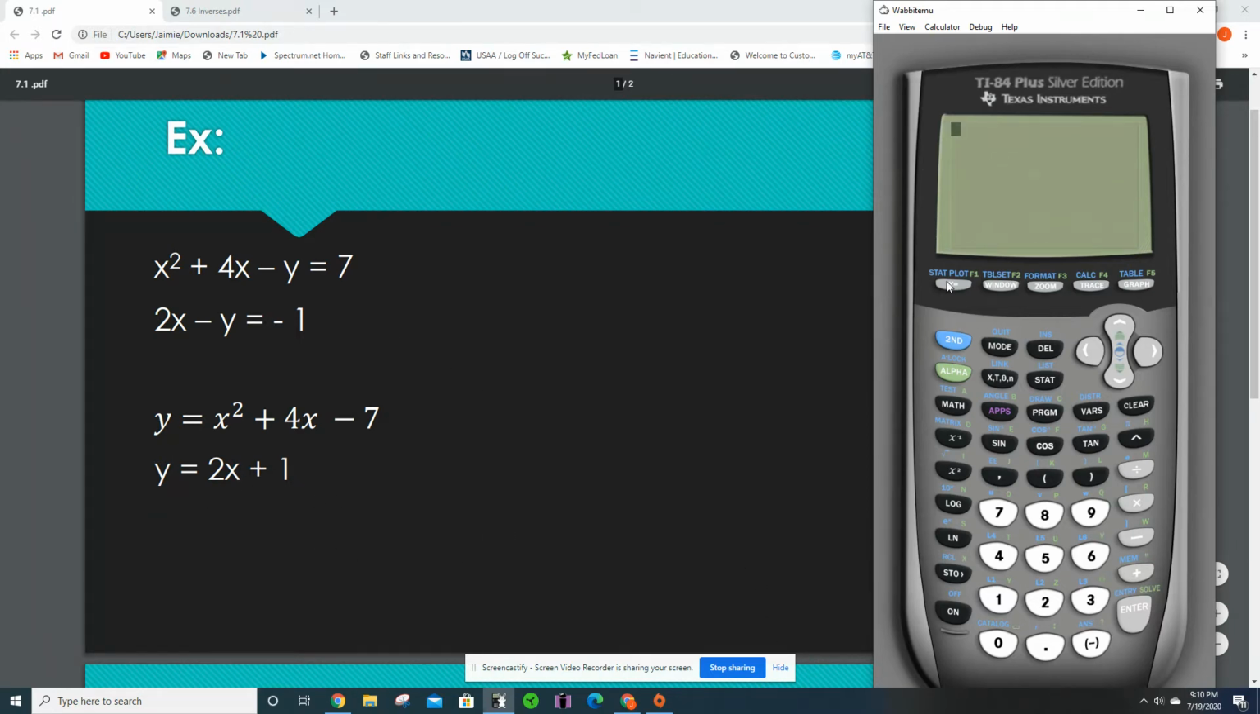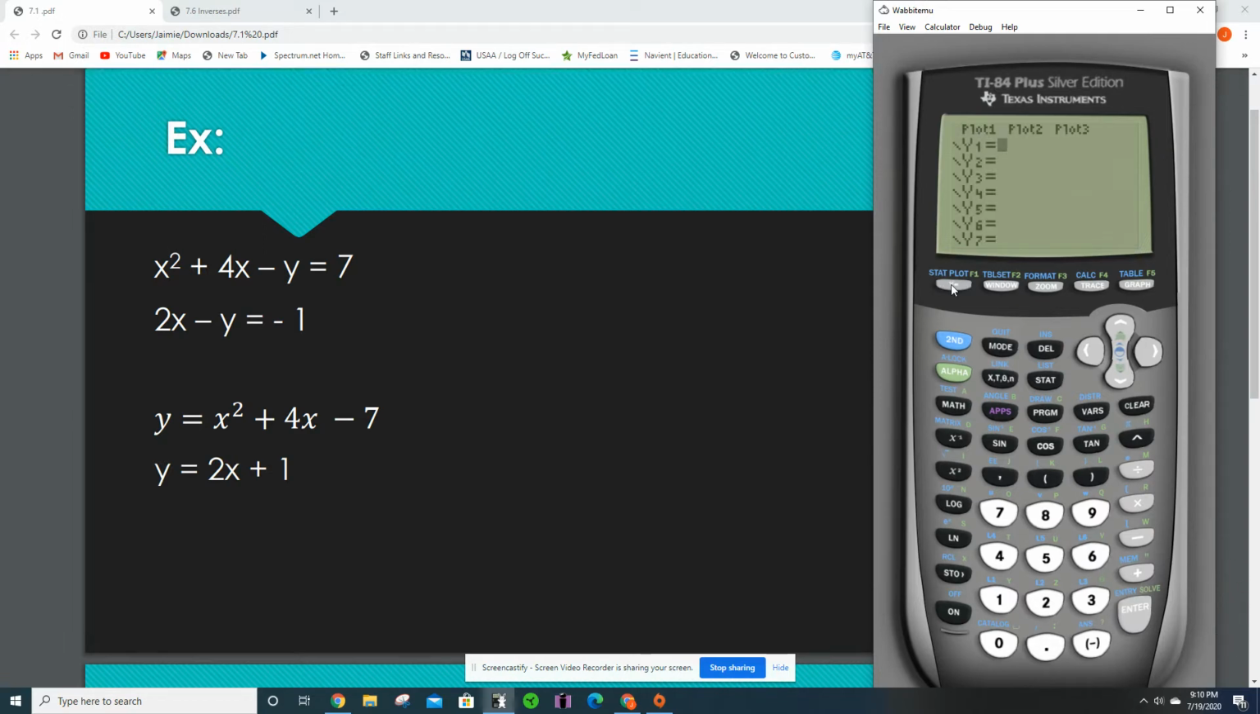To review graphing, we're going to go ahead and hit y equals, and then I'm going to type in my first equation. So my x value is right here. We have x squared plus 4x minus 7. And then for my second equation, I have 2x plus 1.